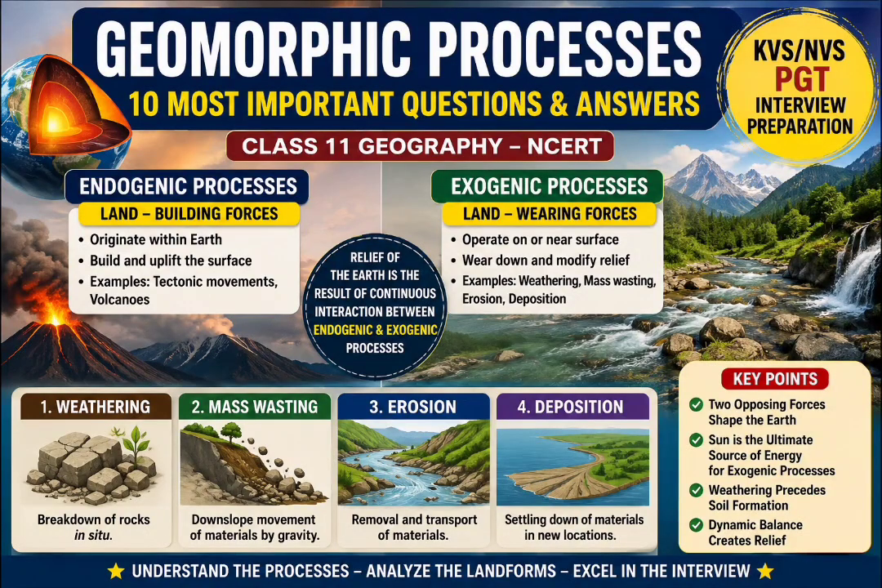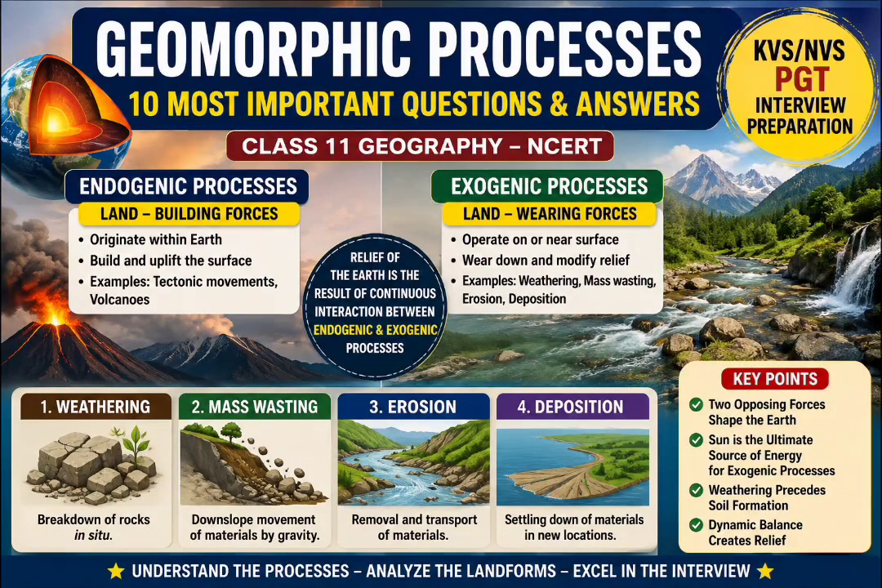Next question, what is weathering and explain its types? Weathering is the mechanical disintegration and chemical decomposition of rocks through atmospheric and biological processes, generally in situ. Three major types are physical weathering, that is mechanical breakdown of rocks. Next is chemical weathering, that is chemical decomposition or alteration of minerals. Next is biological weathering, that is action of plants, animals and microorganisms. For example, plant roots widening cracks in rocks represent biological weathering.